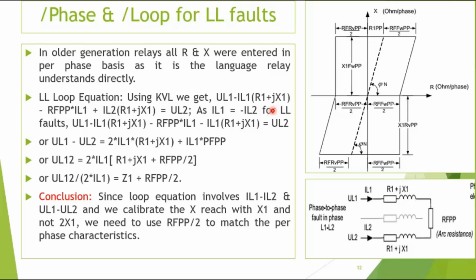I have examples of relays where per phase are also there, per loop are also there. I'll be showing just now. Anyway, what I mean to say over here is, in older generation relays, all R and X were entered on per phase basis as it was the language the relay understands directly. Relay understands per phase basis. Relay will not understand per loop basis. I can enter the setting in per loop basis, but the relay will recalculate the whole thing based on per phase basis. This is a help that the relay manufacturer has given to the users.